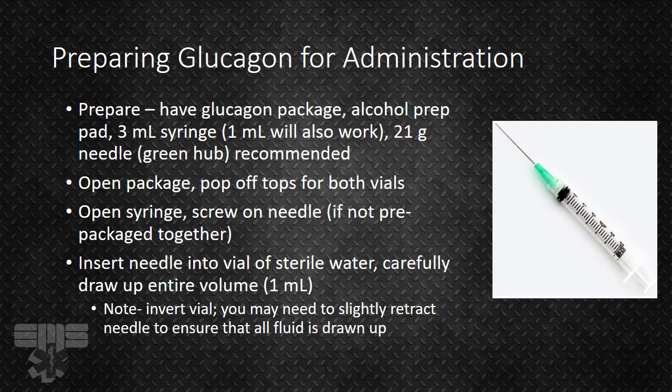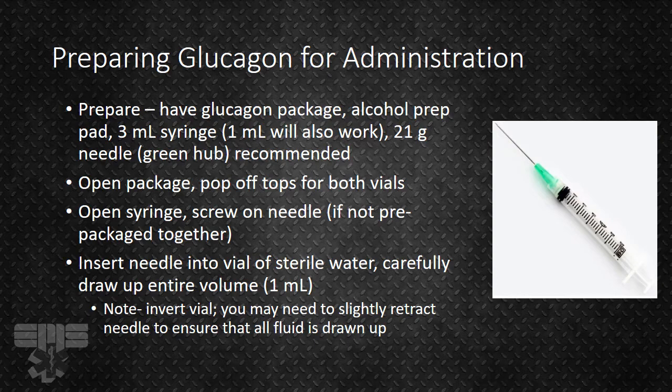Preparing glucagon for administration. First step is to prepare your equipment. Have the glucagon package, alcohol prep pad, and we recommend a 3 ml syringe. A 1 ml syringe will also work, and we recommend a 21 gauge needle, which is usually the green hub. Open the package and pop off the tops for both vials.